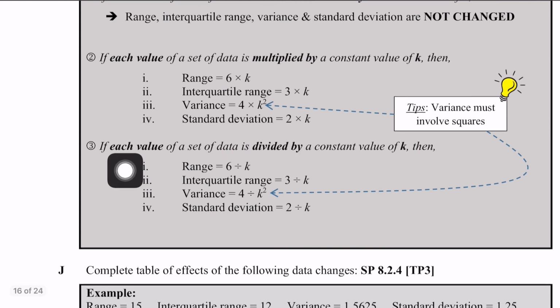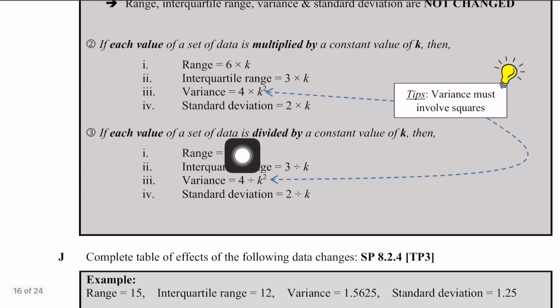If each value of a set of data is divided by a constant, then we have 6 divided by k, 3 divided by k, for variance divide by k square, and for standard deviation it is divided by k. Look at the tips over here: variance must involve squares.